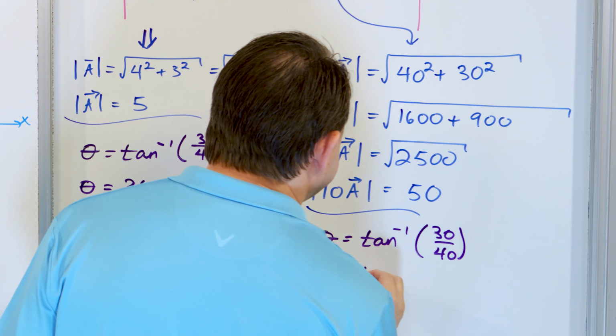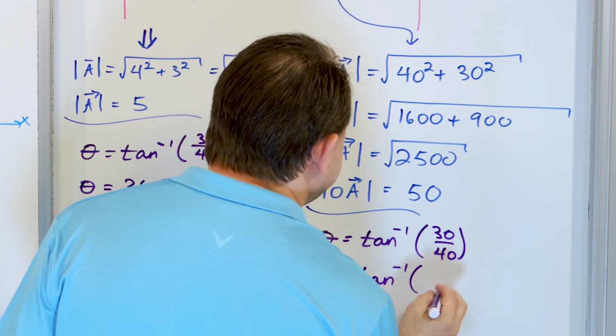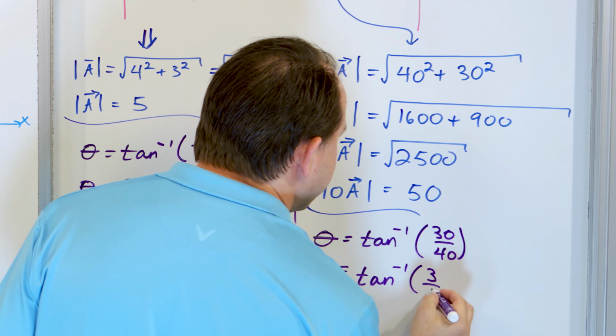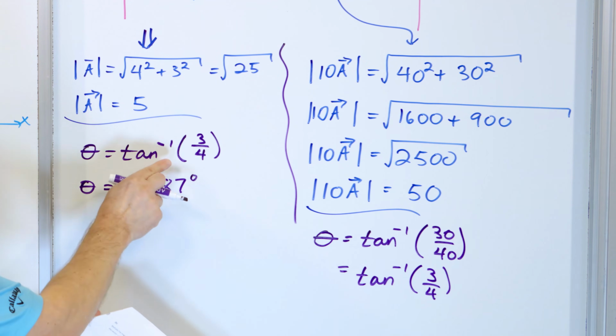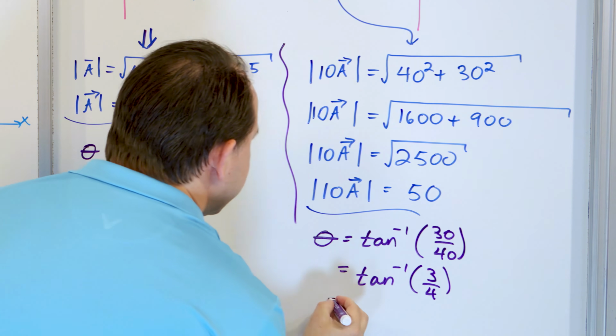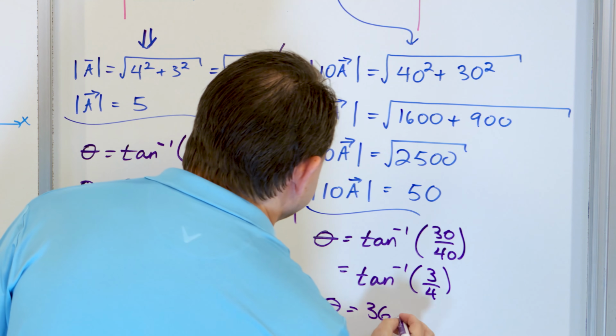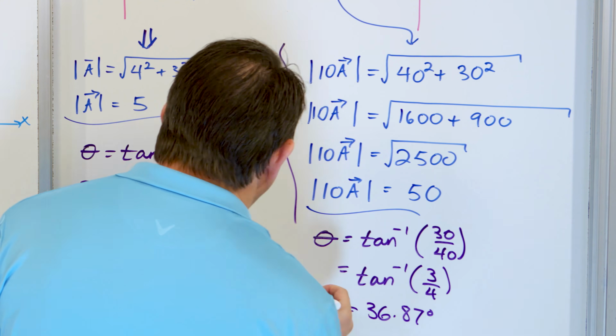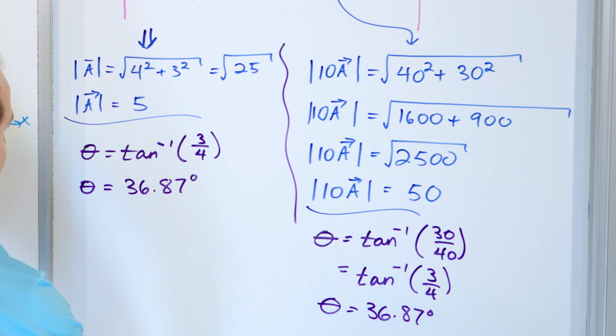But wait a minute, this is the same thing as the inverse tangent of 3/4, once we simplify. So we're taking the inverse tangent of exactly the same thing, and so the angle is 36.87 degrees. Now, why did I go through this exercise?